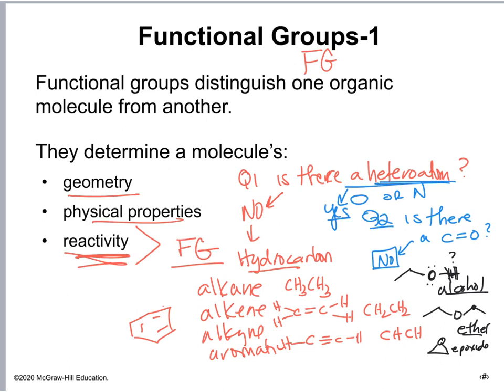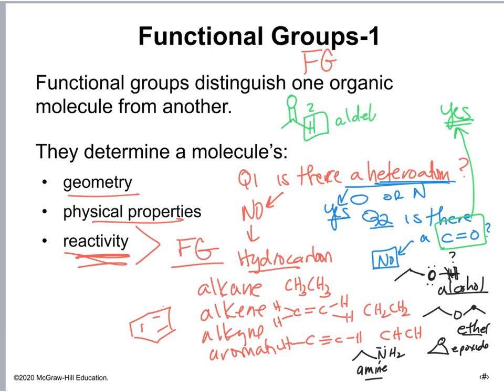Now, what if it's a nitrogen? So if there's a nitrogen, that's called an amine. Okay, that's an amine. Now, what if there is a carbonyl? What if the answer is yes? So if there's a carbonyl, then you got to say what's bonded on the other side of the carbonyl. So if it's a hydrogen, that's going to be an aldehyde. If it is another carbon, that's going to be a ketone.